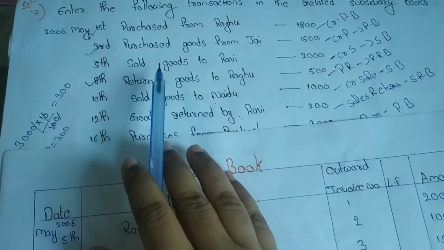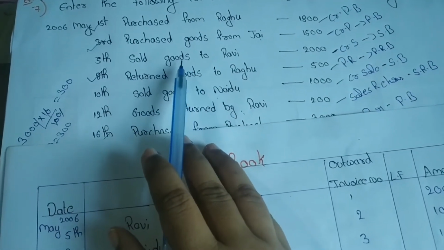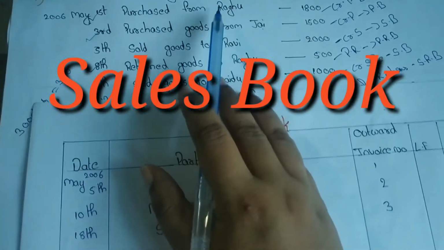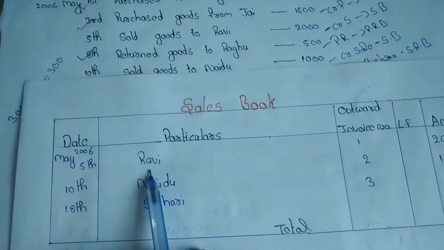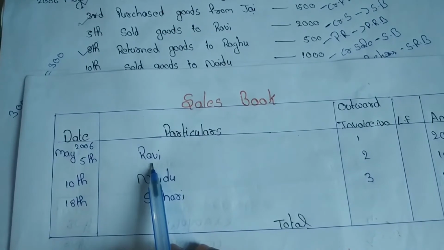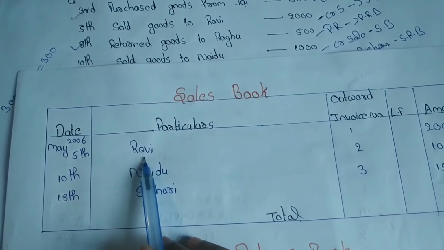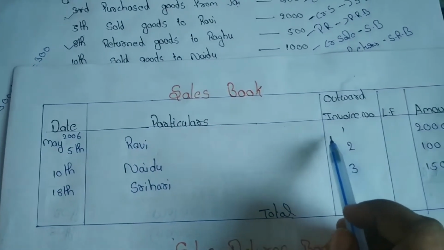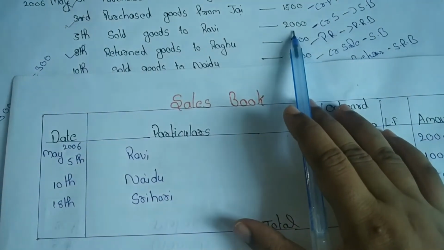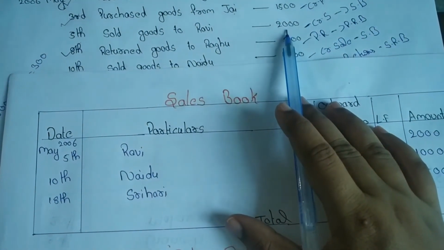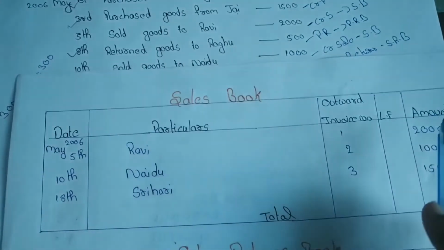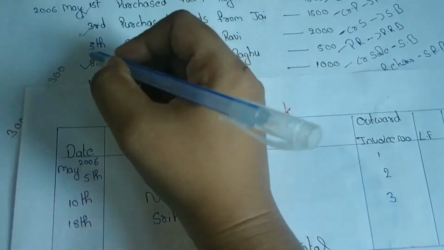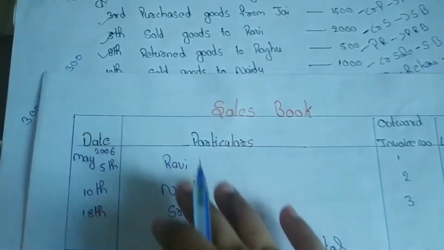On 5th sold goods to Ravi. It means it comes under the sales book, right? So on date column you have to mention the date, and here the customer was Ravi, right? So in particulars column you have to mention the customer name, and here the amount was 2000. So you sold goods to Ravi, amount was 2000, right? So that should be recorded on amount column. So it was also done.